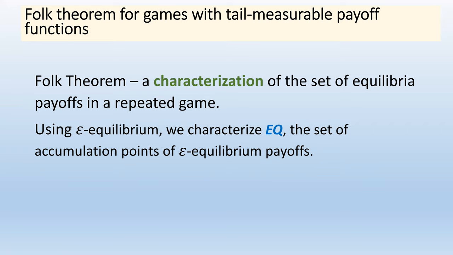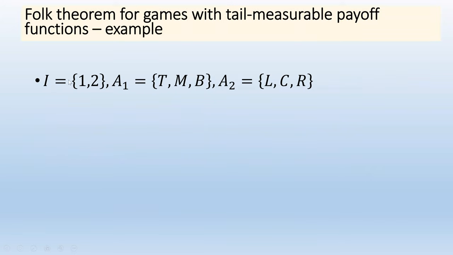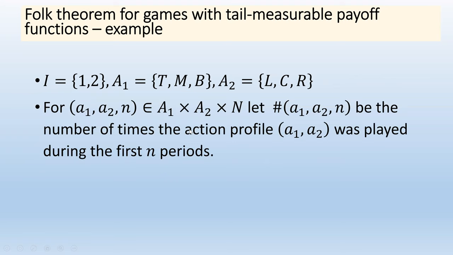To better understand what we mean by that, let's consider an example and try to characterize the set of equilibrium payoffs in the example. So we have a game of two players, player one and player two. Player one has three actions, top, middle, and bottom. Player two has three actions, left, center, and right. And we have a small notation for an action profile (a1, a2) and a number n. We denote #(a1, a2, n) to be the number of times the action profile (a1, a2) was played during the first n periods. So you can kind of guess it's going to depend on the frequency of using different action profiles.